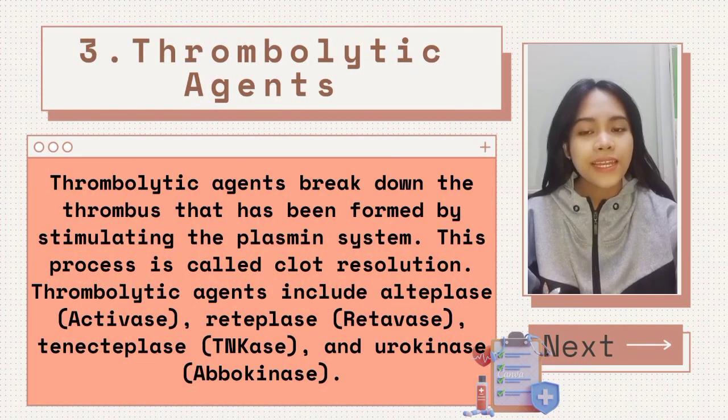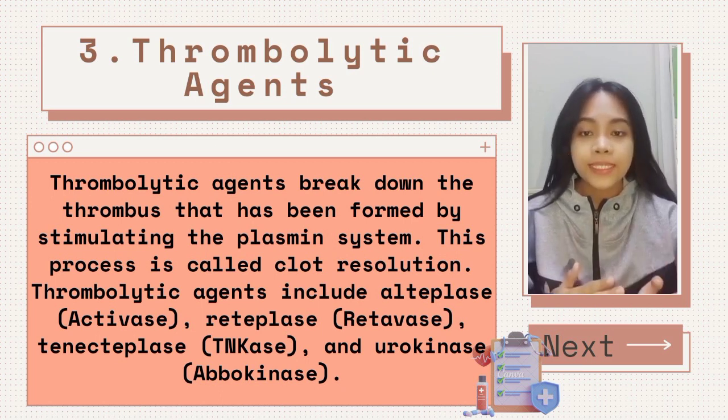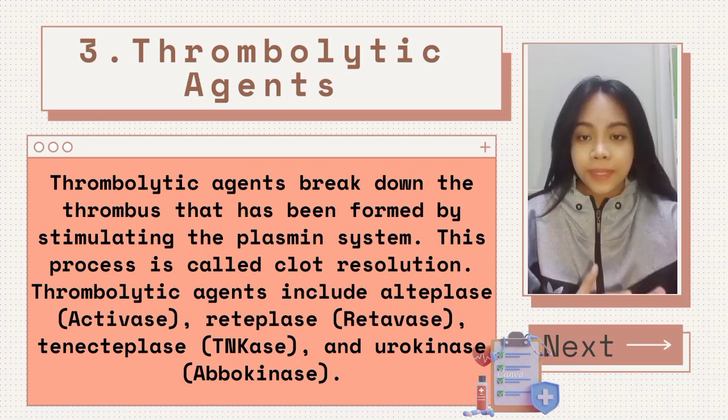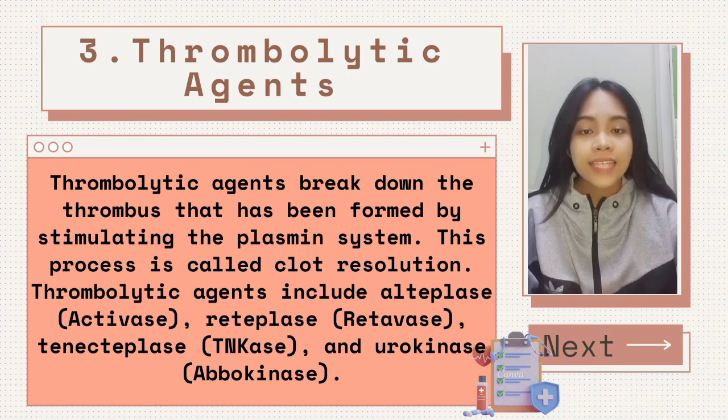Moving on to thrombolytic agents. Thrombolytic agents break down the thrombus that has been formed by stimulating the plasmin system. This process is called clot resolution. Thrombolytic agents include alteplase, also known as Activase, reteplase or Retavase, tenecteplase or TNKase, and lastly urokinase or Abbokinase.